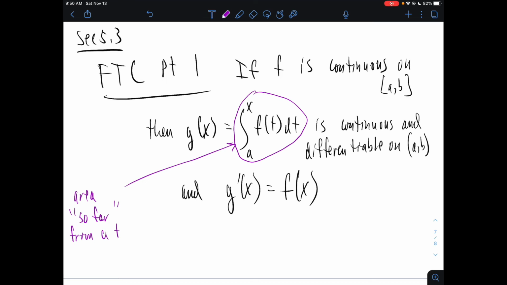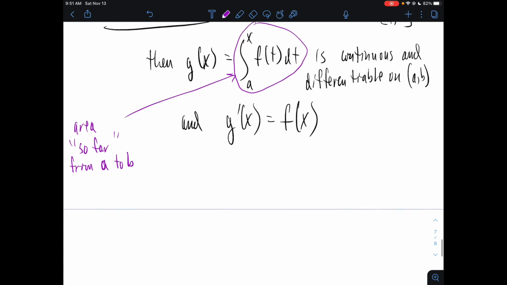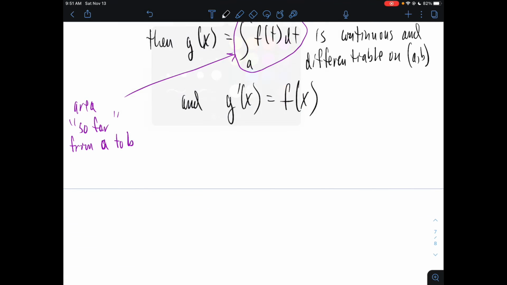From A to B. Instead of going all the way to B, we're just stopping at some point called X, and we can find the area along the way, the area so far as we're going over that whole interval. So then the second part of the fundamental theorem of calculus, which you should pay attention to those words, fundamental, means it's pretty important. This is a very important theorem for this whole class.